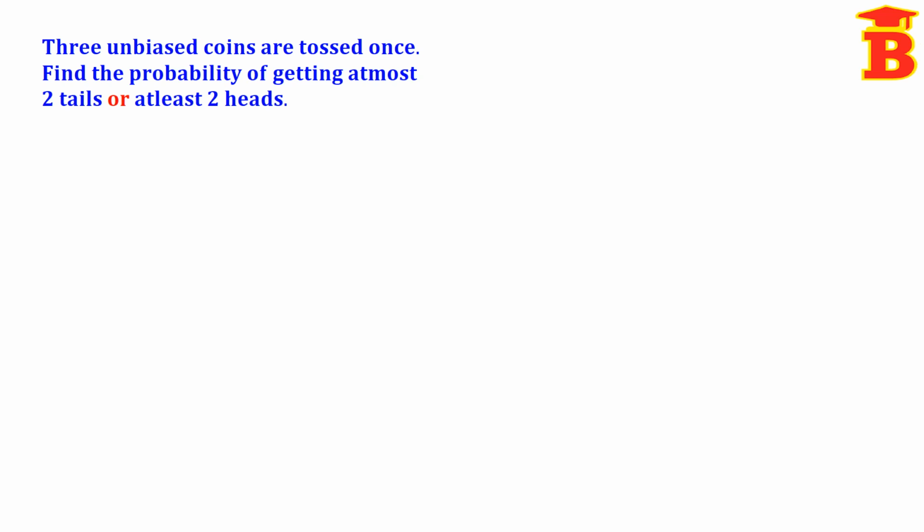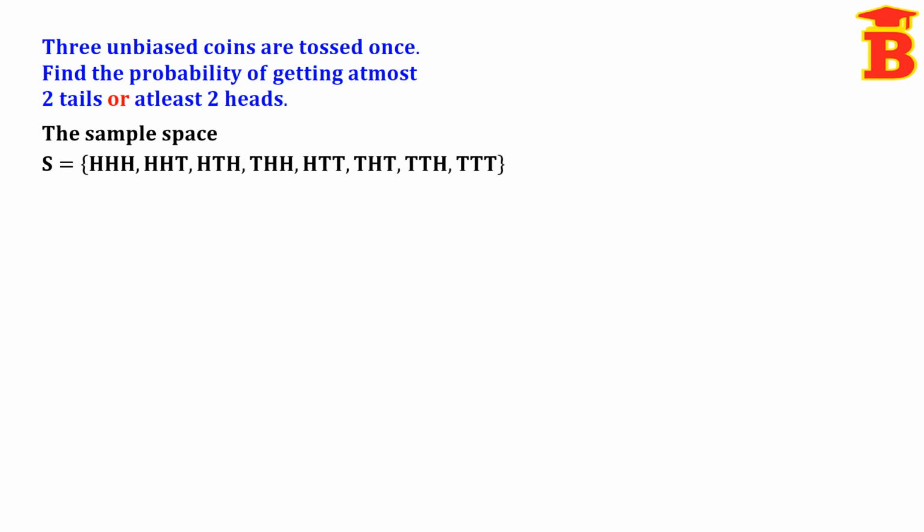Next problem. 3 unbiased coins are tossed once. Find the probability of getting at most 2 tails or at least 2 heads. Here "or" means union. So we have to use the A union B formula. So take the first event A, second event B. Here given 3 coins are tossed. So we have the sample space. There are 8 possibilities. So n of S equal to 8.